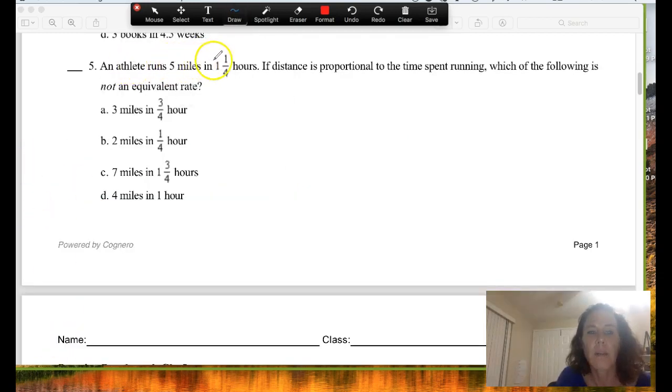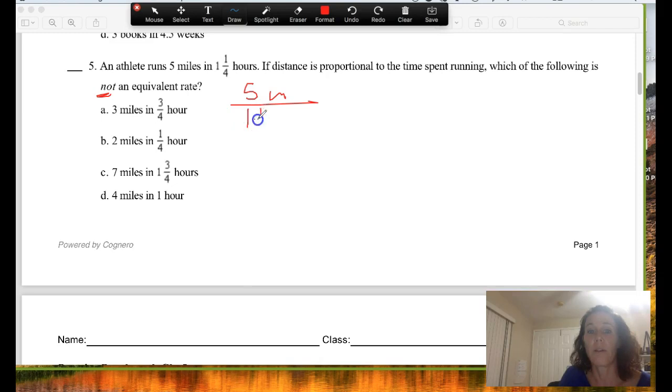All right, an athlete runs 5 miles in 1 1/4 hours. If the distance is proportional to the time spent running, which of the following is not an equivalent rate? So one of these is not. Well, let's see what the equivalent rate would be. 5 miles divided by 1 1/4 hours.